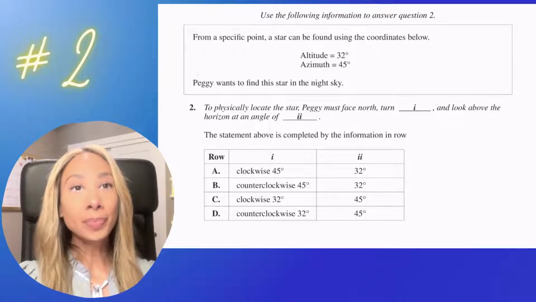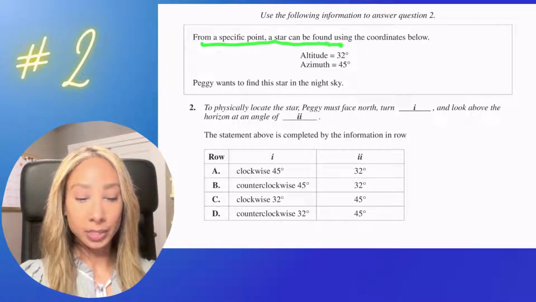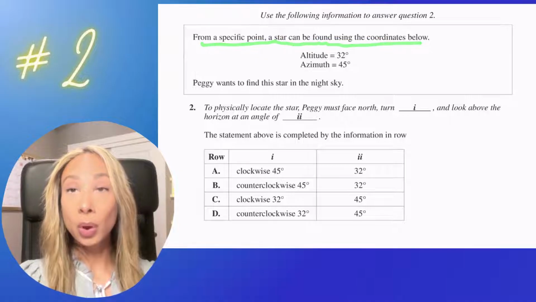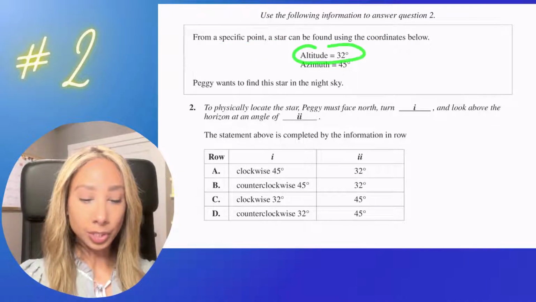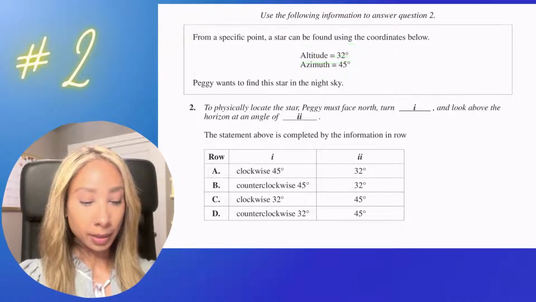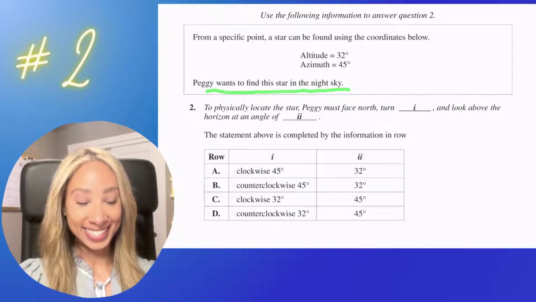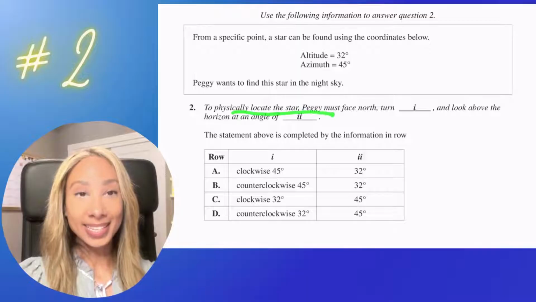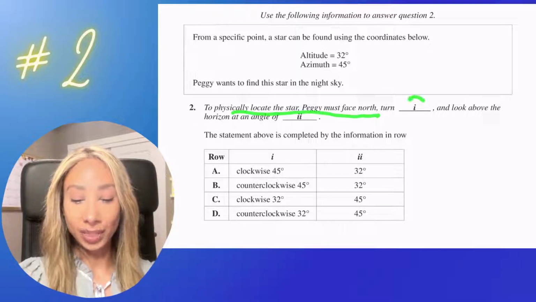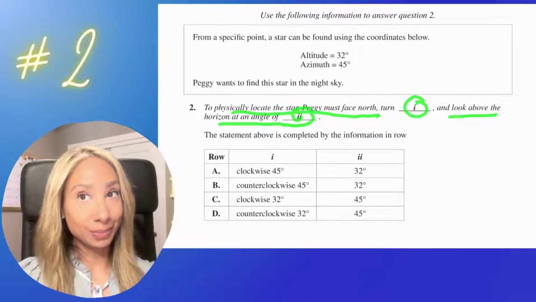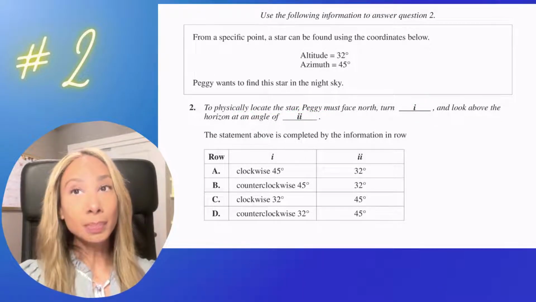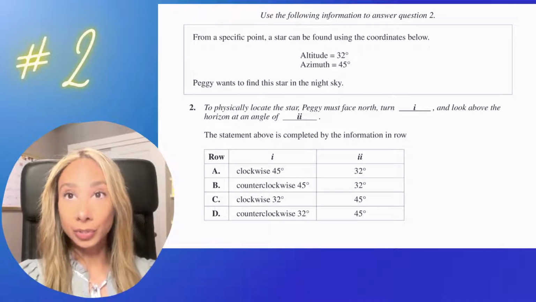Okay, number 2. From a specific point, a star can be found using the coordinates below. So with this one, we have our altitude and our azimuth. Peggy wants to find this star in the night sky. To physically locate the star, Peggy must face north and turn blank and look above the horizon at an angle of blank. So with this one, we need to be really clear about what our azimuth and altitude means.